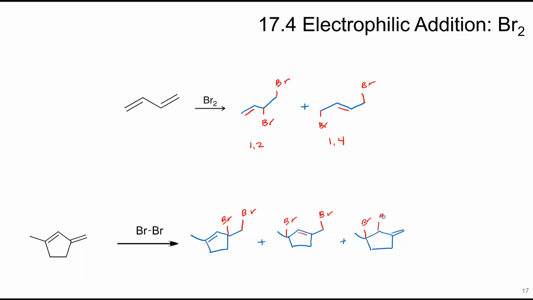We can get the 1,2 that would have added in the opposite direction. And if we do the 1,4, it would be the same as this one. So this is a 1,2. This is the 1,2 in the other direction. This is 1,2. This is 1,2. And this is 1, 2, 3, 4. And if we number it the other way, this would be 1, 2, 3, 4. So our products would be the same here. So if you have an asymmetric conjugated diene, you will have a mixture of products.